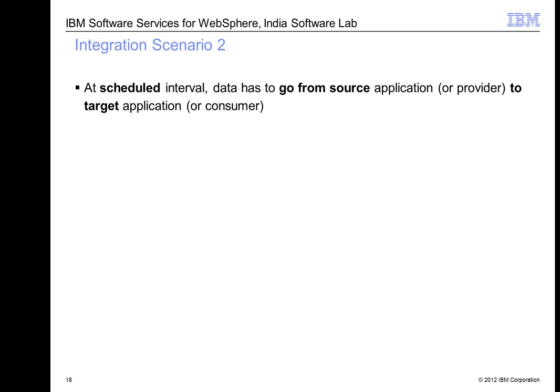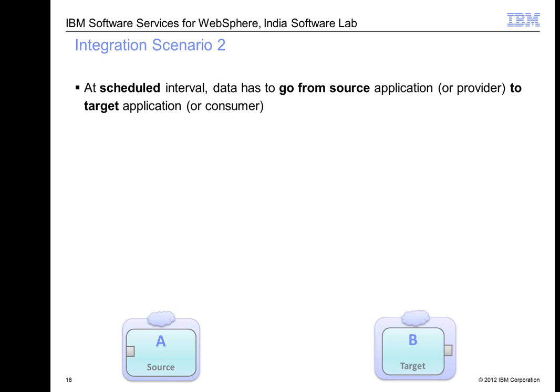So in this case, once again, we have application A and application B. A is the source, B is the target. And if you notice, in this case, A is not calling the web service because A is not actively participating. It's there in a passive manner. It has exposed the web service for someone to come and get the data. Similarly, B has exposed the web service for someone to push the data in.